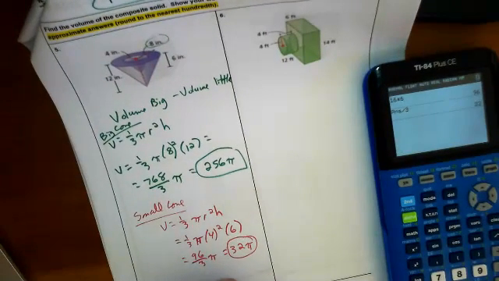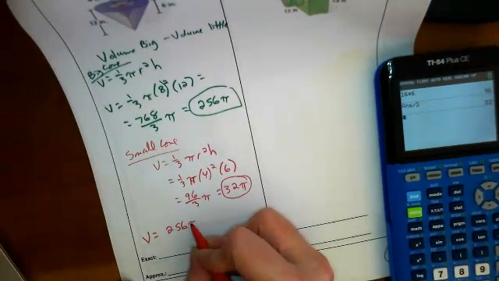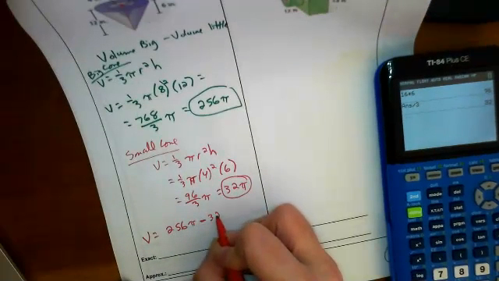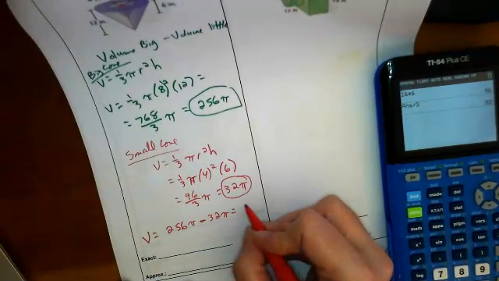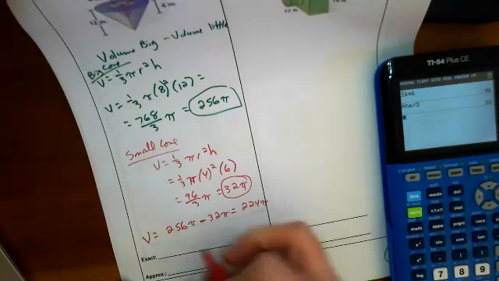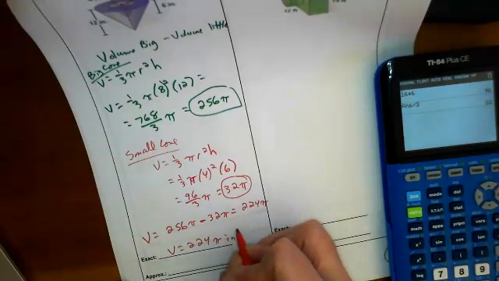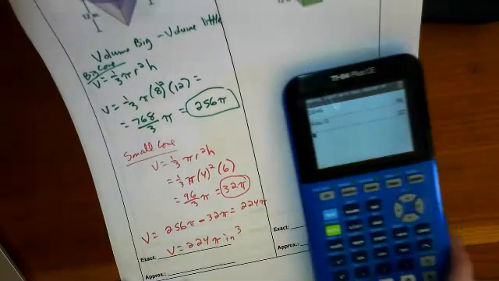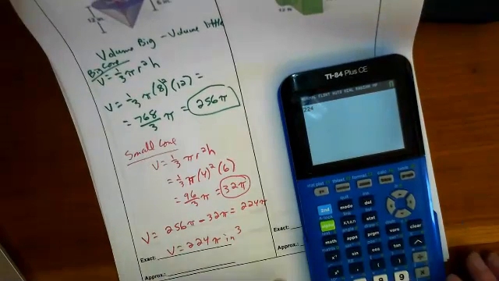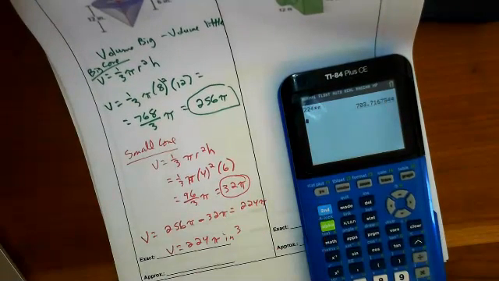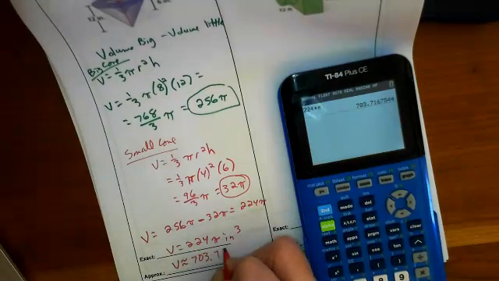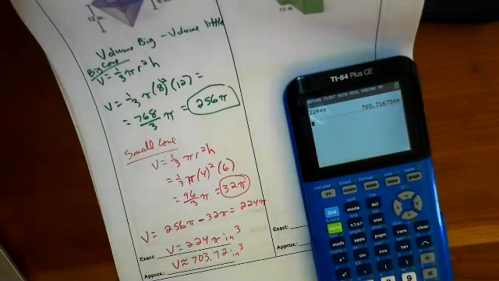So we're going to have volume equals 256 pi minus 32 pi, which is going to give me 224 pi. Okay, so my volume equals 224 pi, and that's inches cubed. Okay, now I'm going to take 224 times pi, and I get volume equals approximately 703.72 inches cubed. And there you have it. Okay, I stayed under 15 minutes today.